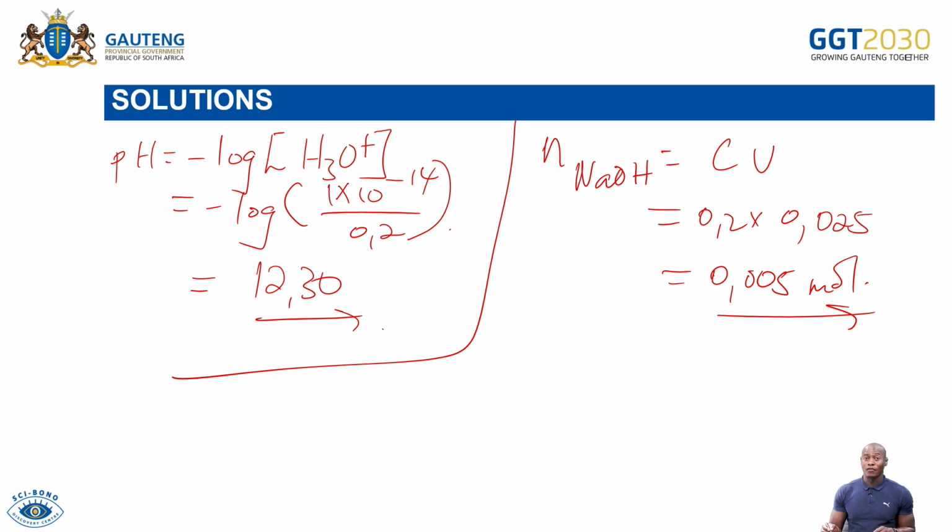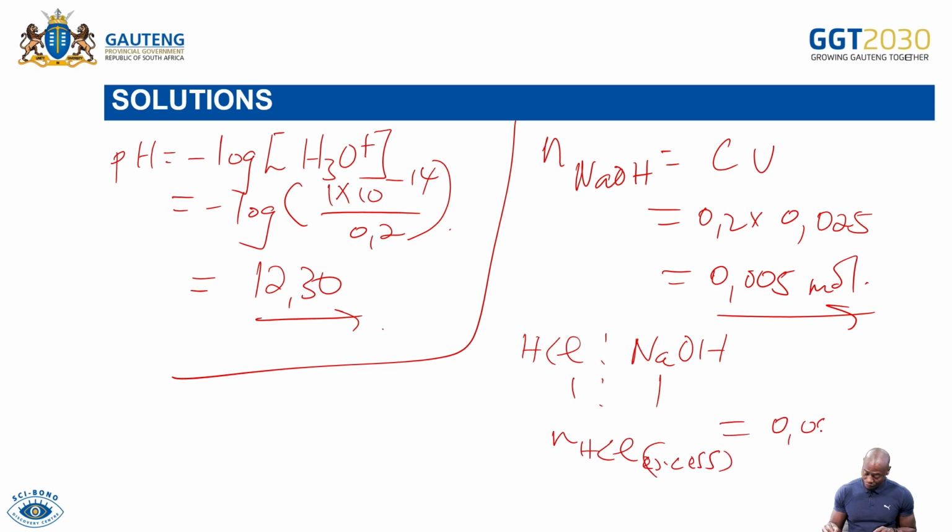So from here we can even get the number of moles of excess hydrochloric acid. The ratio of HCl to sodium hydroxide is 1 to 1. So the number of moles of HCl in excess will be 0.005 mole. Actually, these are the number of moles, right? Then we have the number of moles of excess.